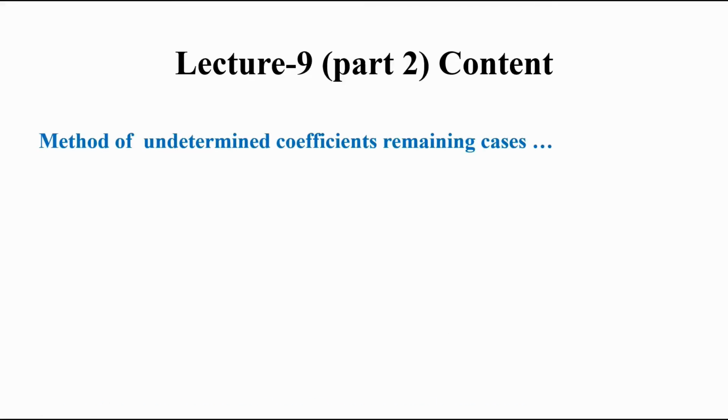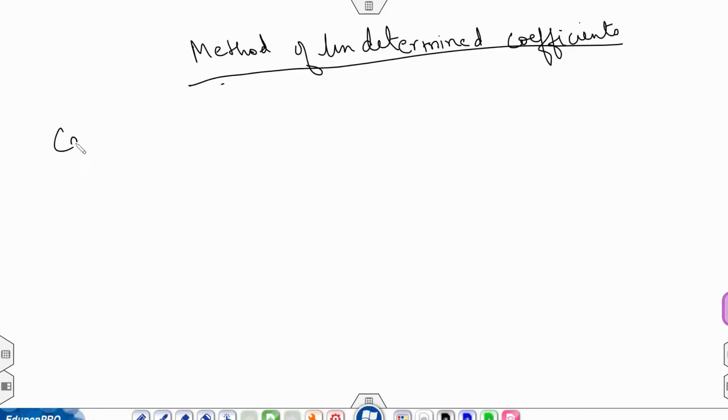So as I have told you earlier, in this part we will see the remaining cases for the method of undetermined coefficients. So let's start. I'll write down the heading, method of undetermined coefficients, and then I'll discuss case 3.